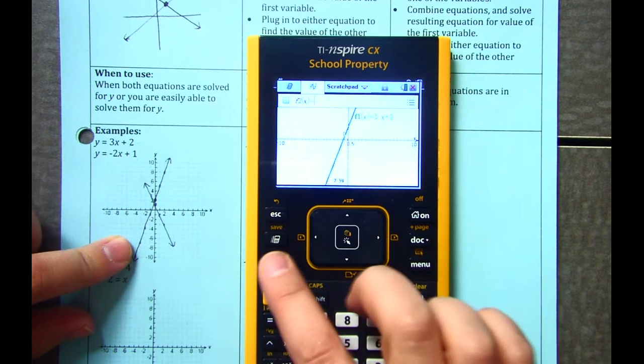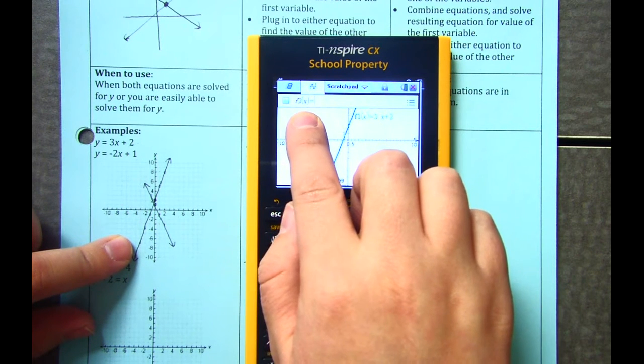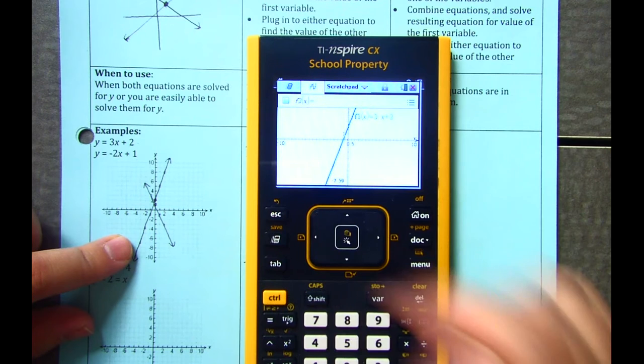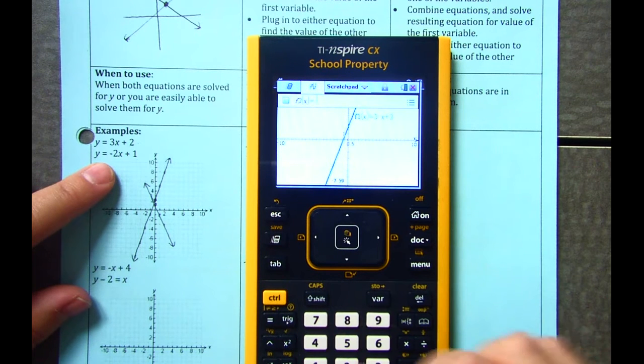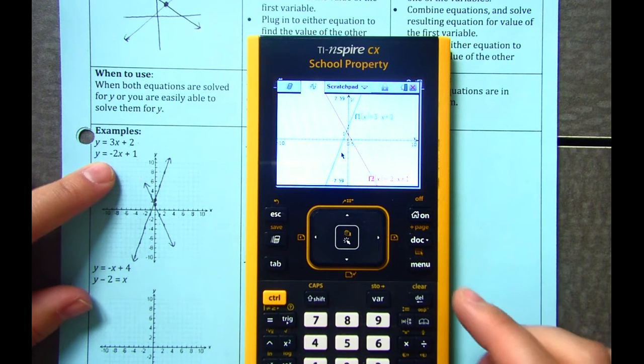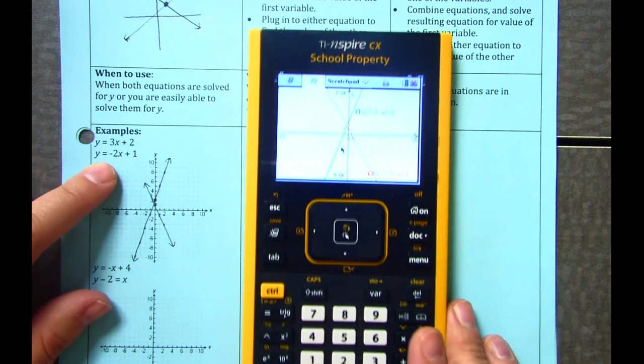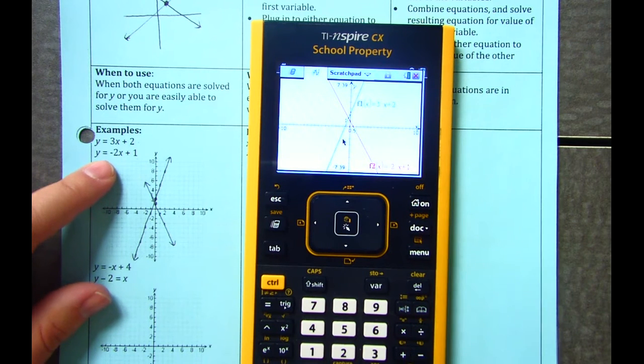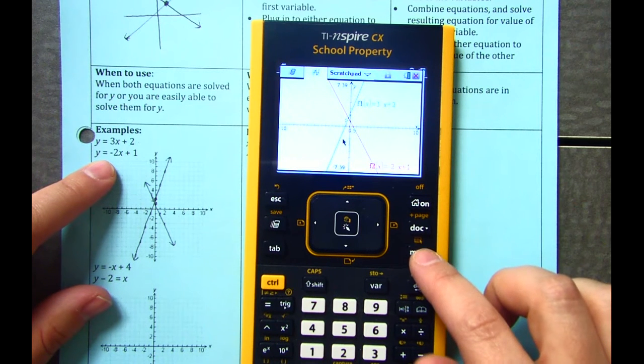So I hit tab again, and it comes up as f2 of x. If there's something there, just delete it. And then I'm going to type in negative 2x plus 1. Enter. So there we go. There's my other line. Now I need to find that place where they cross. So I'm going to go to Menu, right here.